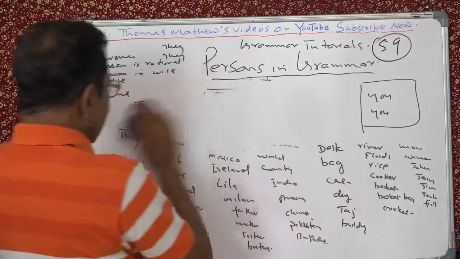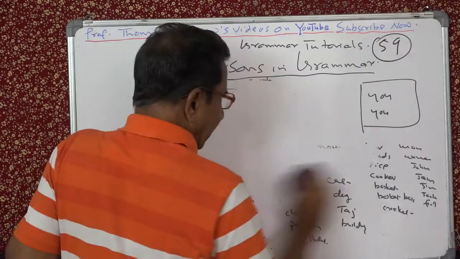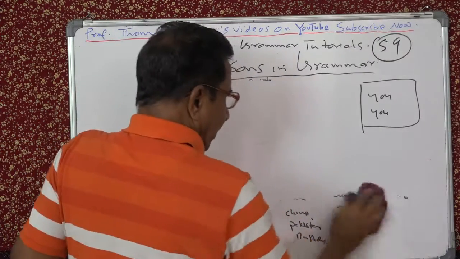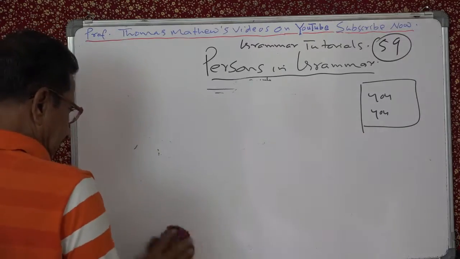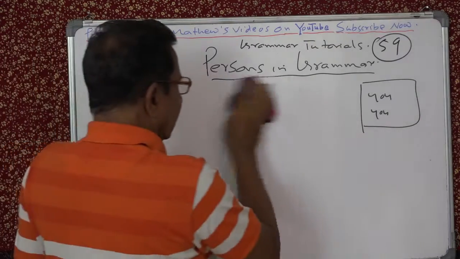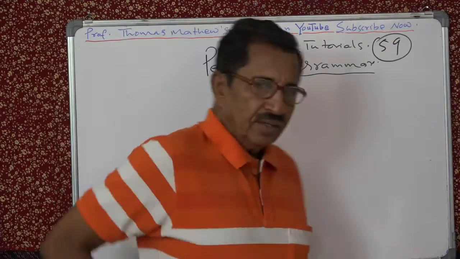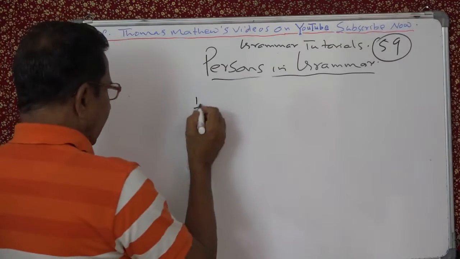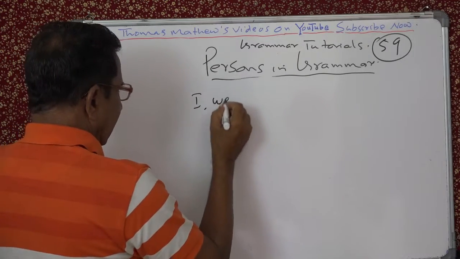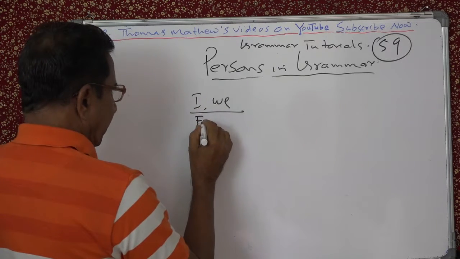Remember only this, simplifying. Okay? Because for the next class, this is very, very important. Otherwise, we will not be able to say why, or you will ask me, why is it like this? So then I can give you an answer if you have got this idea in your mind. So, persons in grammar, we can say like this: I, we. This is singular, this is plural. You call first person.